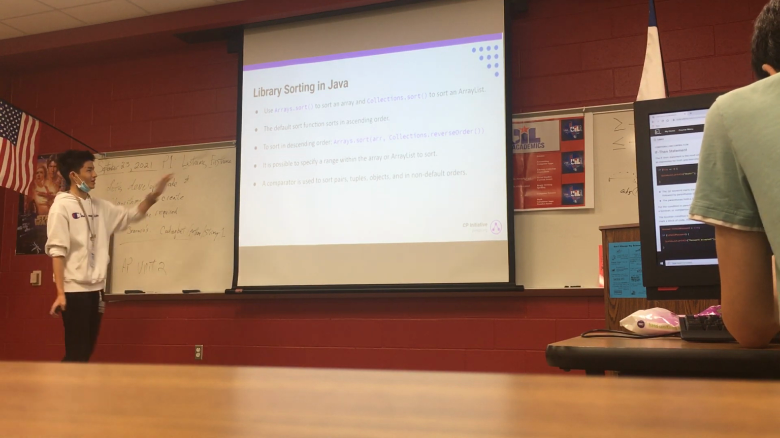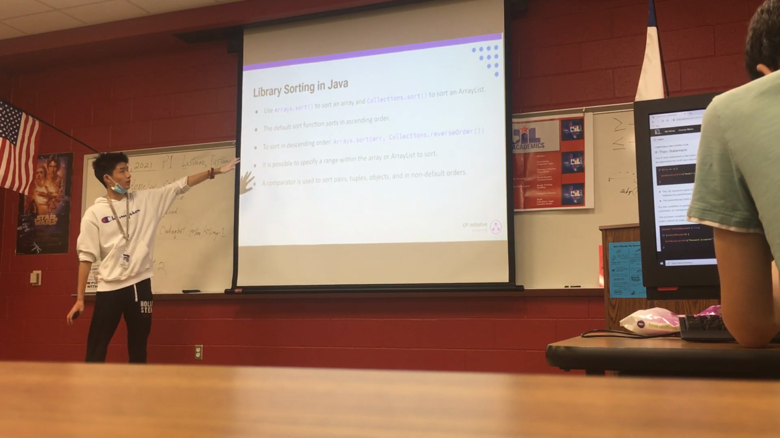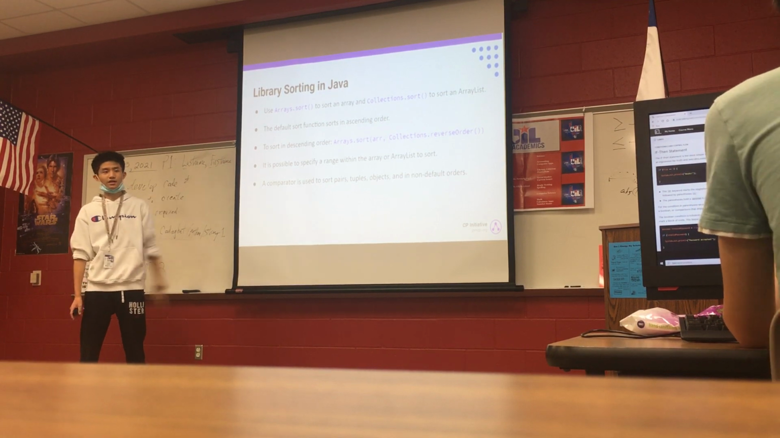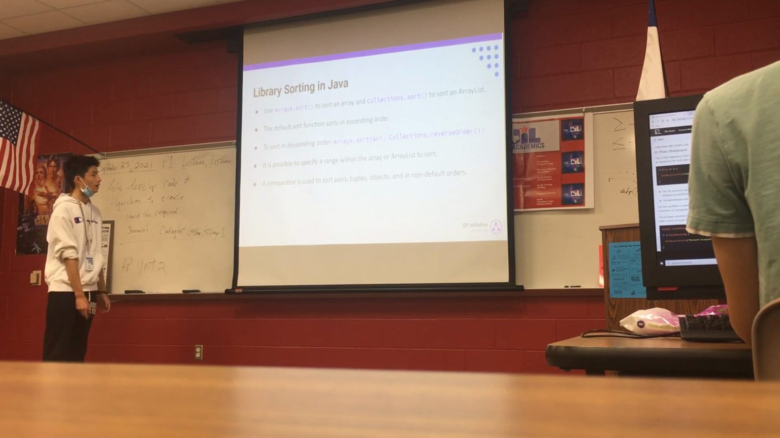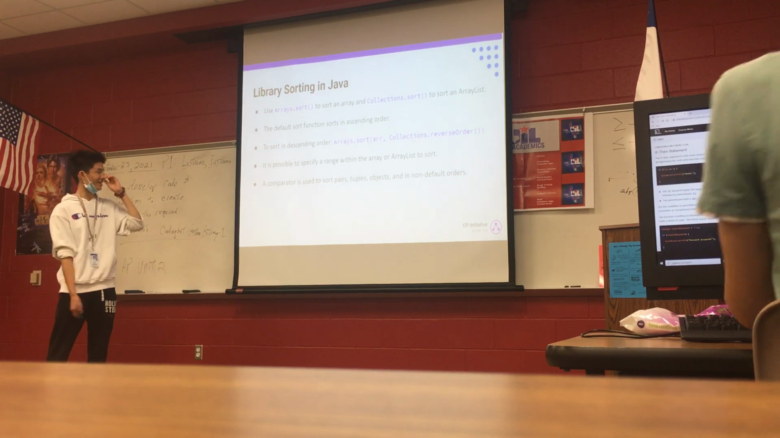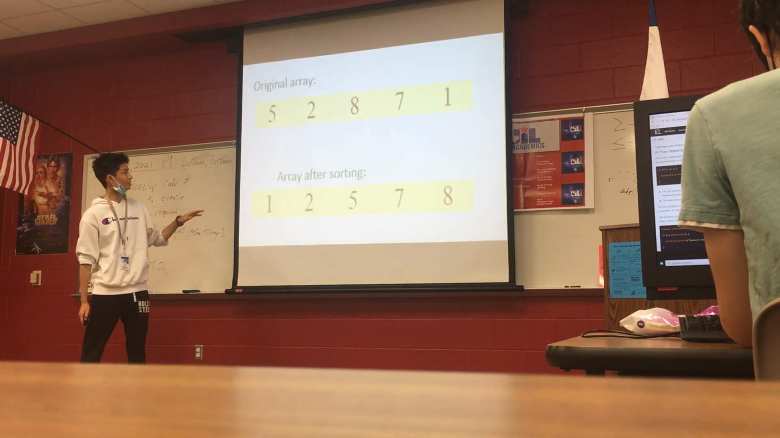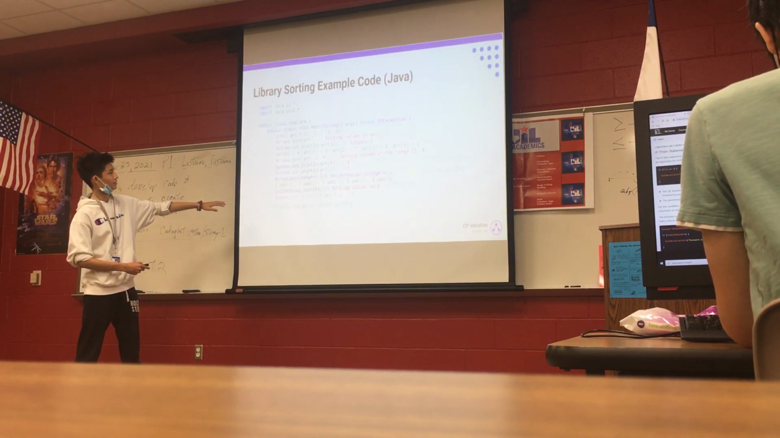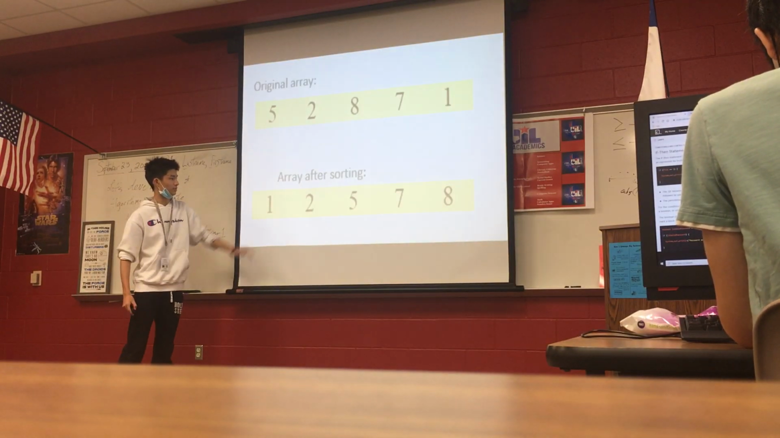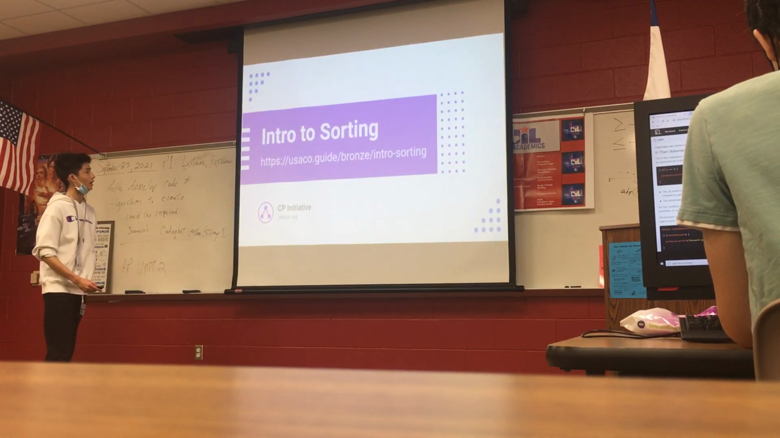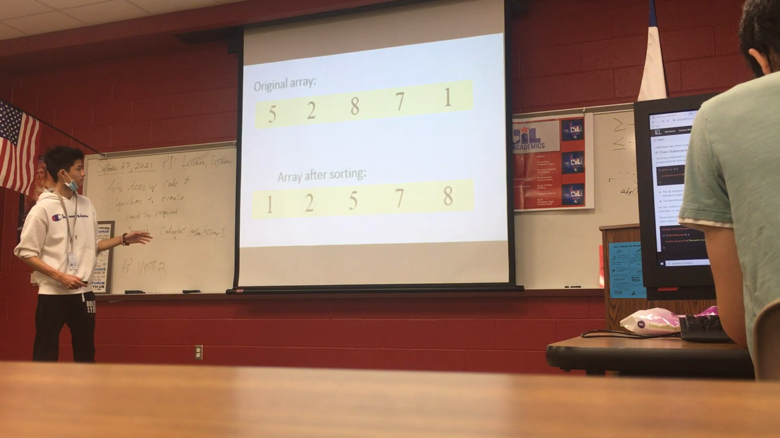Anyways, there's Arrays.sort and Collections.sort. Arrays is for arrays and Collections is for array lists, which are dynamic arrays. That's the main difference between the two. I'll show you an example of it, and there's another one I'll talk about later.